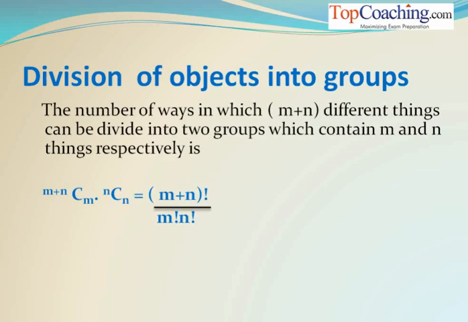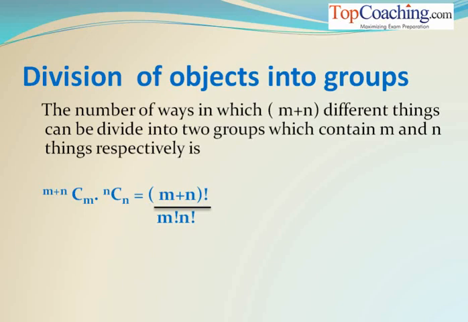Now why is it so? We have been given that there are m plus n different things. Now we have to divide them into two groups which contain m and n things respectively. So first we select m things out of those m plus n things, and this can be done in (m+n)Cm number of ways. Now we are left with n things and we have to select n things out of those n things. That could be done in nCn number of ways. Now when we multiply both these, (m+n)Cm into nCn, that is equal to (m+n)! divided by m! into n!.